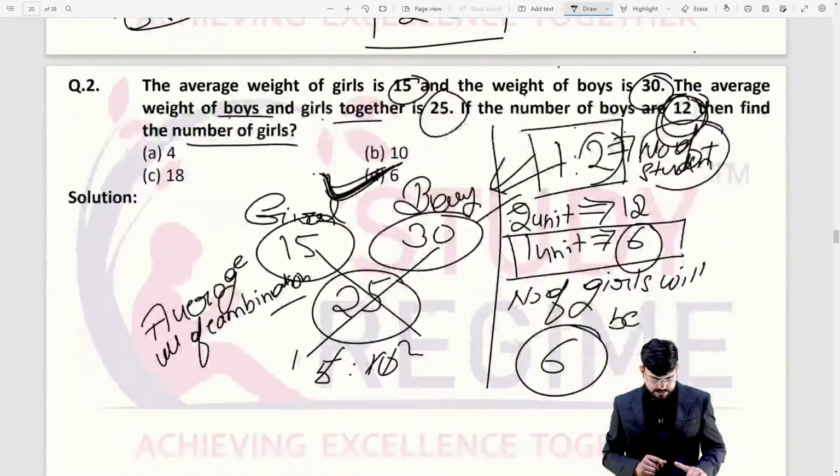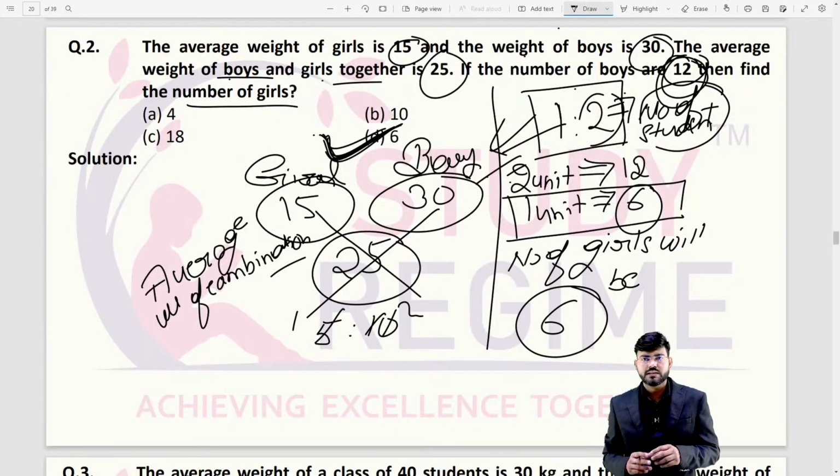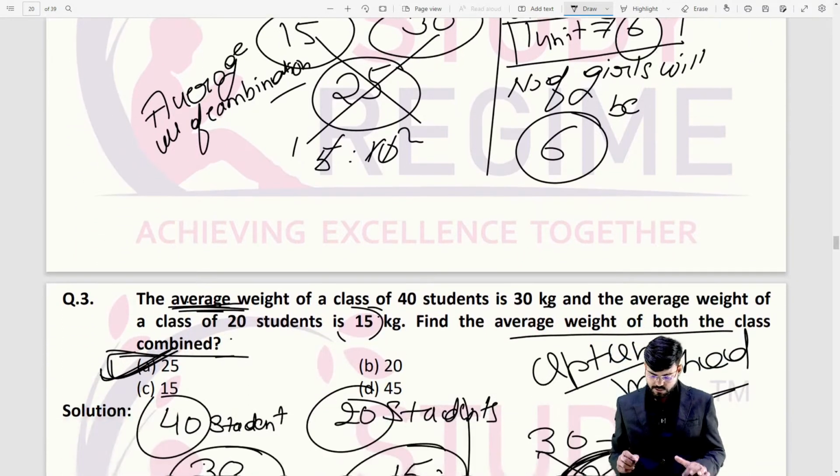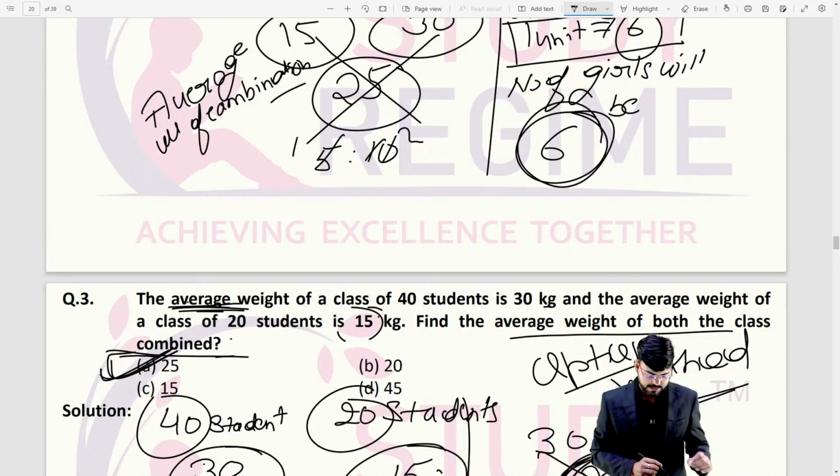Okay. The next one, the average weight of the girls was given, and the average weight of boys was given, and the combined average weight was there, and the number of boys was also given in the question. So we have to find the total number of girls. So we have solved it like this. We have found the total number of girls as 6.